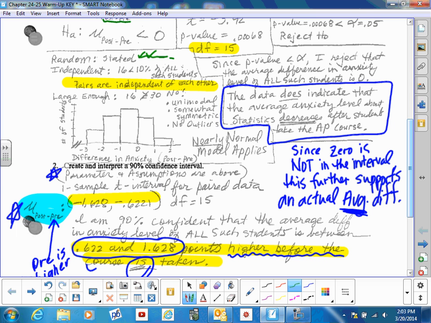All right, so this one was stated random. Your one group of 16 is less than 10% of all of these such students. Okay, hey, don't forget this. This is probably a common missed condition. Pairs are independent of each other. Okay, the pairs are independent of each other. All right, so large enough, it was not. So you do your histogram, make sure you label. This is about difference in the anxiety. It is not an average difference right there. This is just straight up the difference numbers. And then number of students. Unimodal, somewhat symmetric, no outliers, so nearly normal model applies.